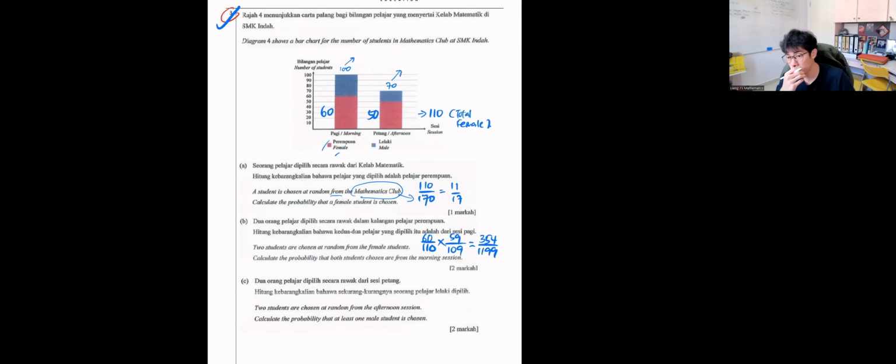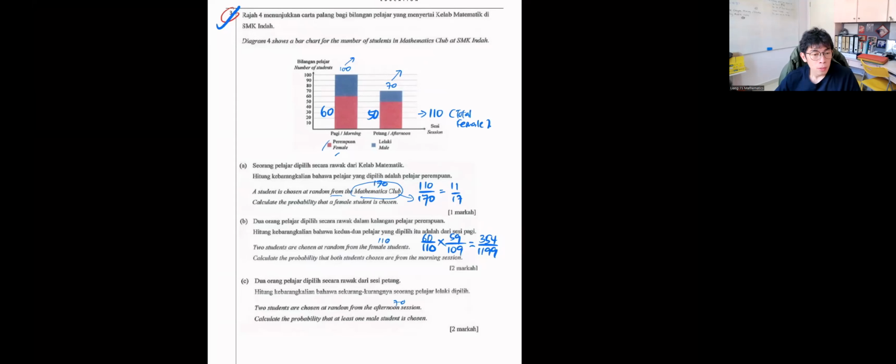Okay, so you all check and see. Then part C. Part C says two students are chosen at random from the afternoon session. I repeat, from the afternoon session. Tell me the total for the afternoon session. Yes, very good. Afternoon session 70, you're right. So remember to take the correct figure, because just now I took the wrong figure as well.